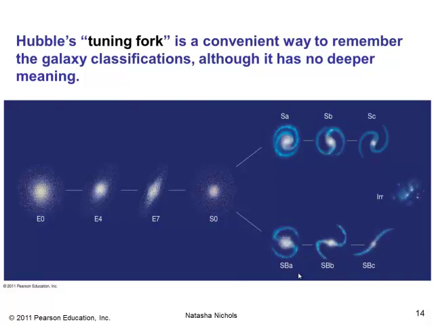Let's talk a little bit about Hubble's tuning fork. This is a diagram of Hubble's tuning fork that shows the basic galaxy classification scheme. We have the placement of the four basic types of galaxies: ellipticals, spirals, barred spirals, and irregulars. The way they were placed in the diagram is suggestive, but the tuning fork has no physical meaning. It's just a representation of the classification.